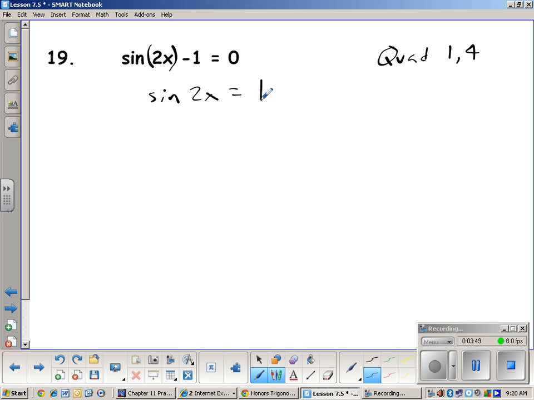Man, that looks like an identity, doesn't it? So what kind of an identity? Double angle identity. And so what's the rule for the double angle identity? 2 sine x cosine x. And that's all equal to 1.